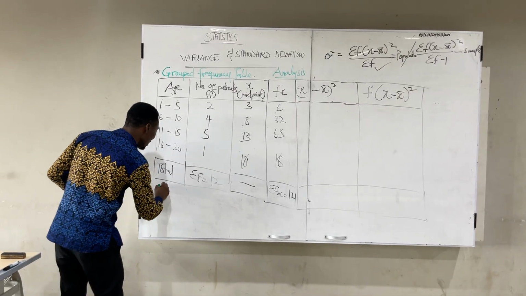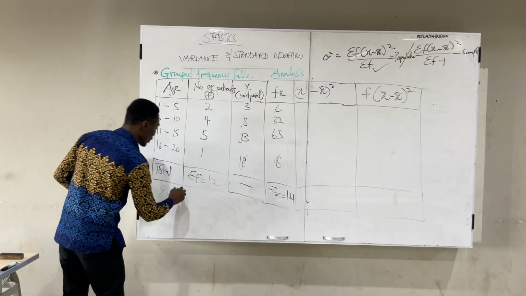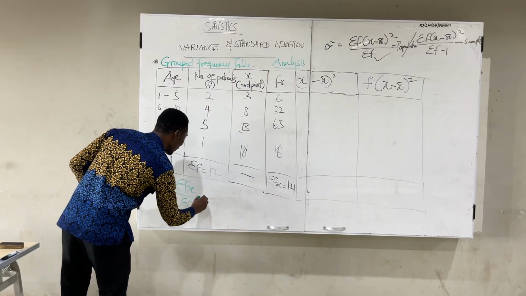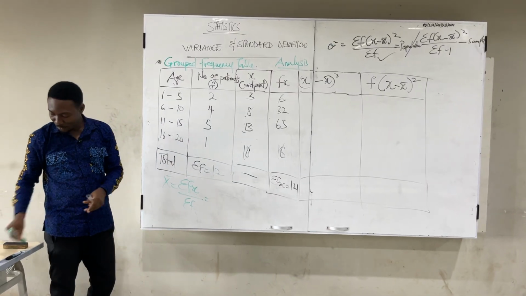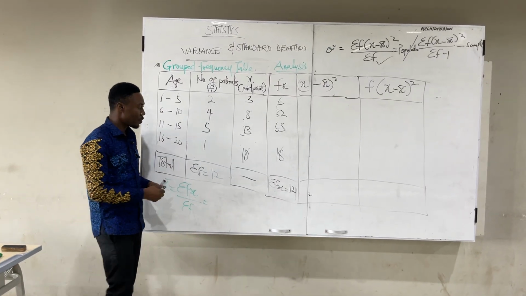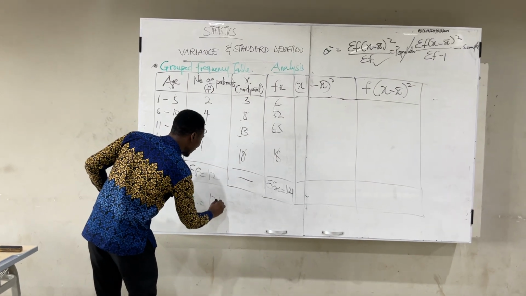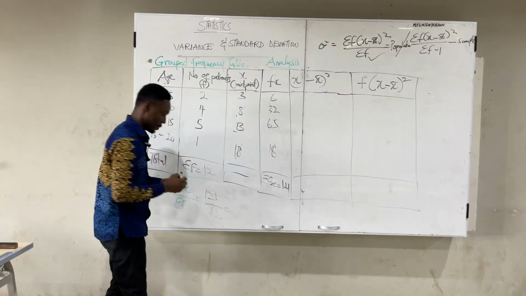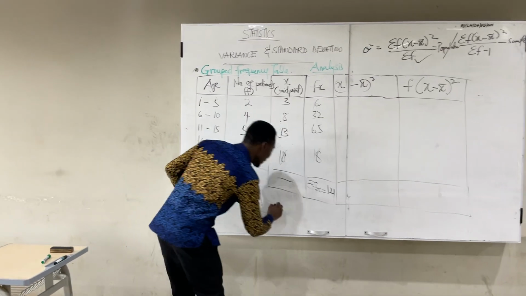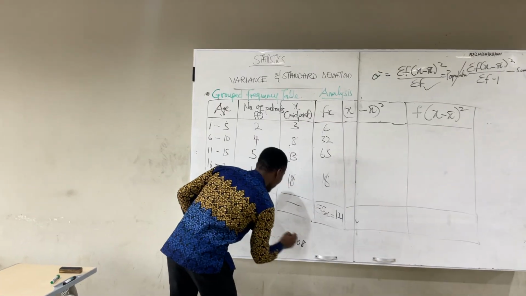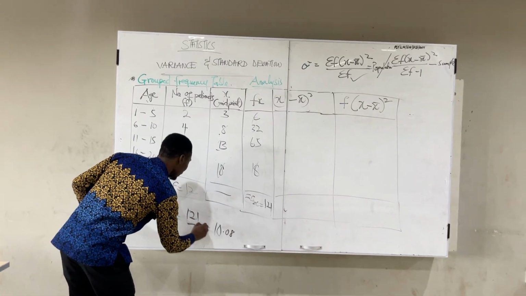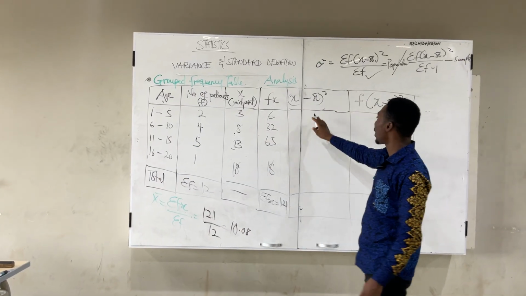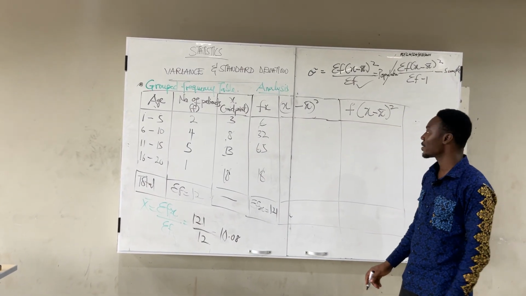So now you state the mean formula. Mean is equal to sum of f of x all over sum of f. So sum of f of x gave us 121 divided by 12. That will give us 10.08. So now we have the mean. So it means once we have the mean, we can now do the deviations, right?